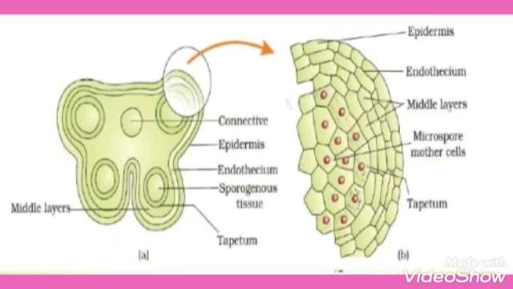Exine is differentiated into inner endexine and outer ectexine. Ectexine is further divided into an inner continuous foot layer, a middle discontinuous baculate layer, and an outermost discontinuous tectum. Tectum aids in the identification of pollen grains and assigning them to their family, genus, or species.